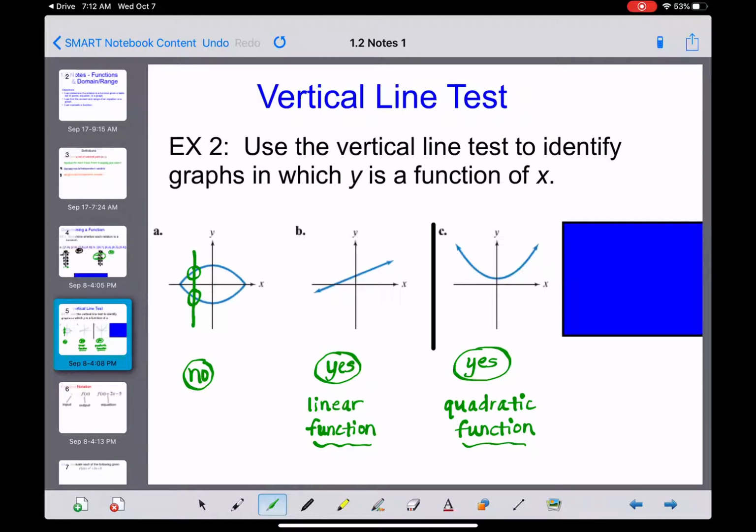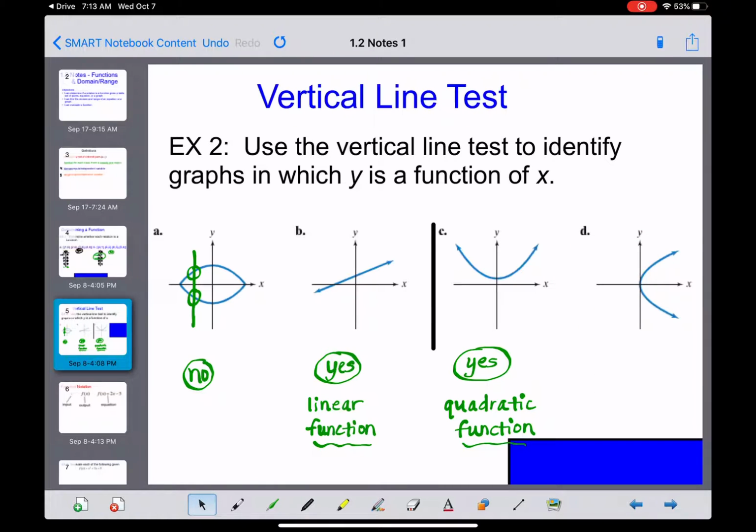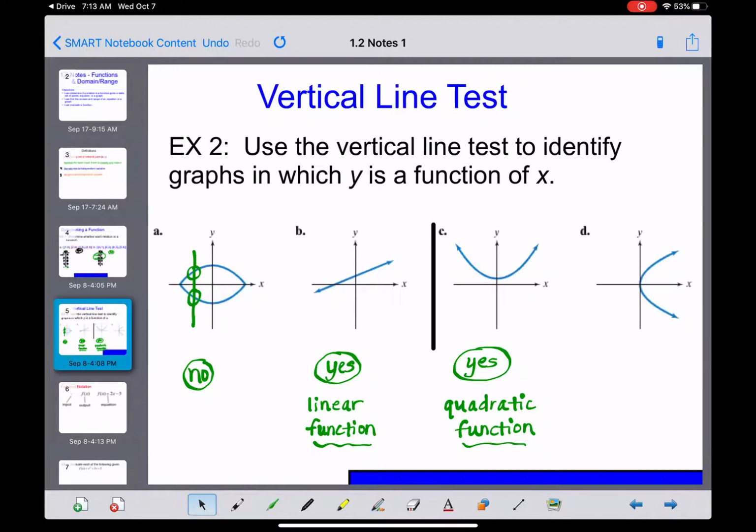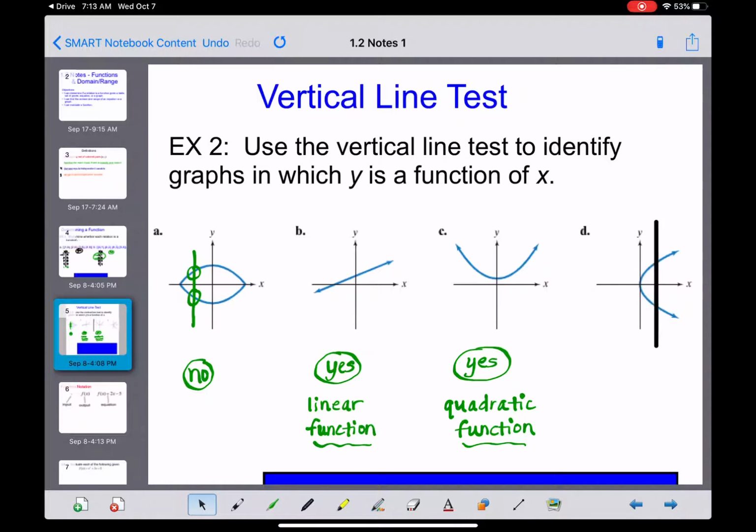It means that it will pass the vertical line test because every input has exactly one output. And then this last one, as we look at it, and we take that vertical line through it, hopefully you're going to recognize pretty quickly that it does not pass the vertical line test. Because again, if I were to come over here, let's say this value is 2, you would go up to a number and you would go down to a number.